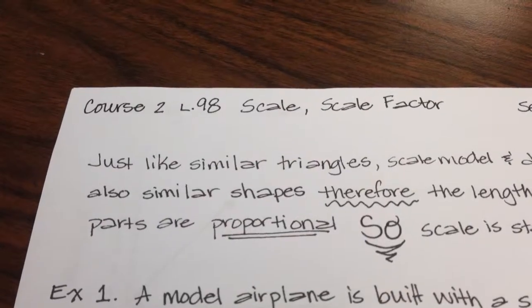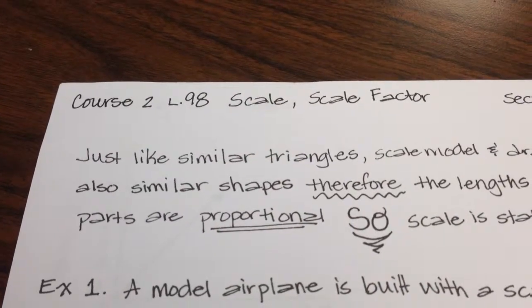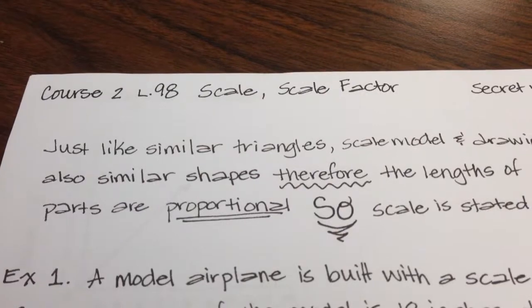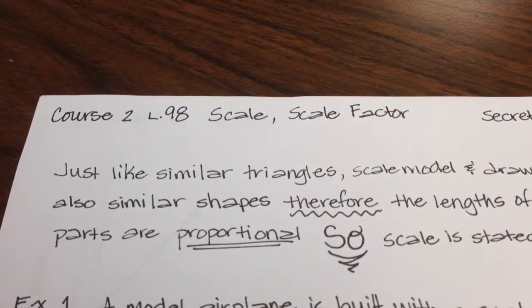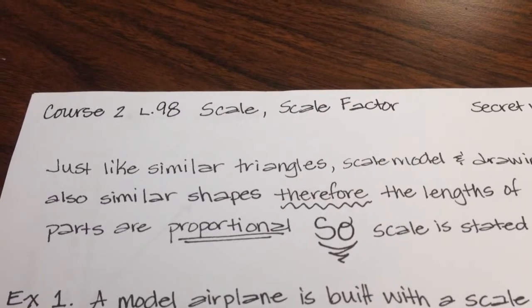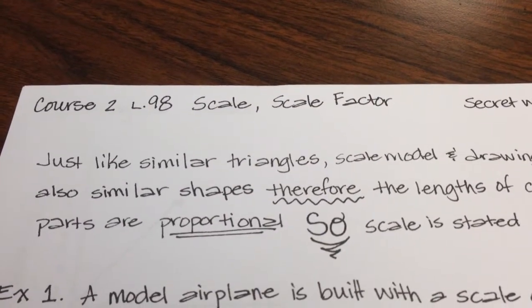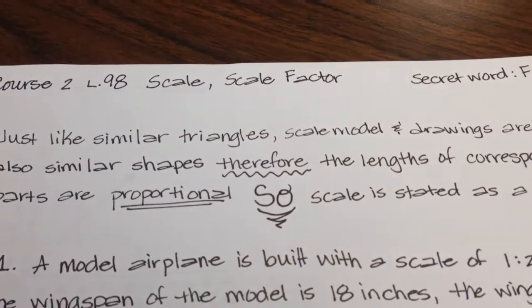Course 2, this is lesson 98. Can you believe it? We're almost at 100. This is all about scale and scale factor. You know, when you make a model of something, it's to scale. That means it's going to look exactly like the larger thing, only tinier, right? But in order to do that, you have to have a scale factor.